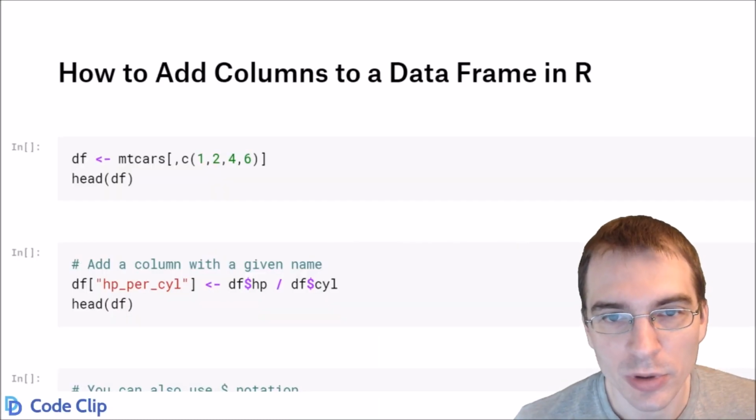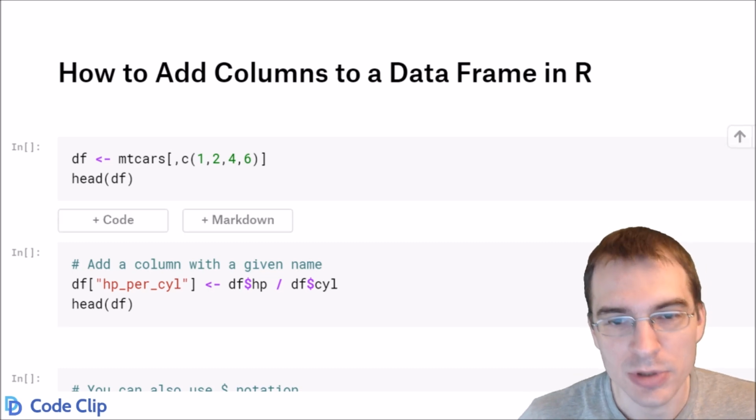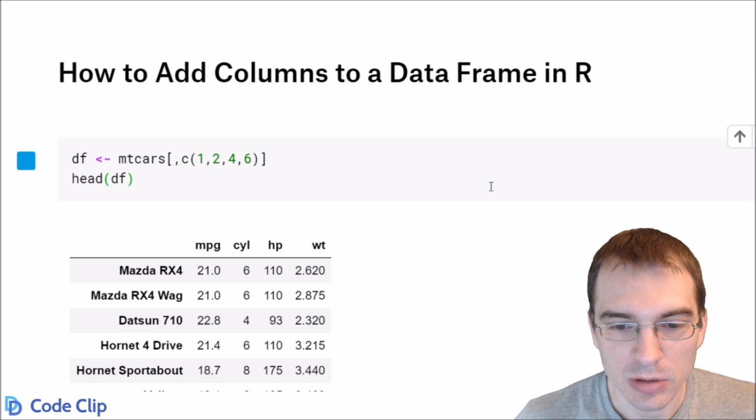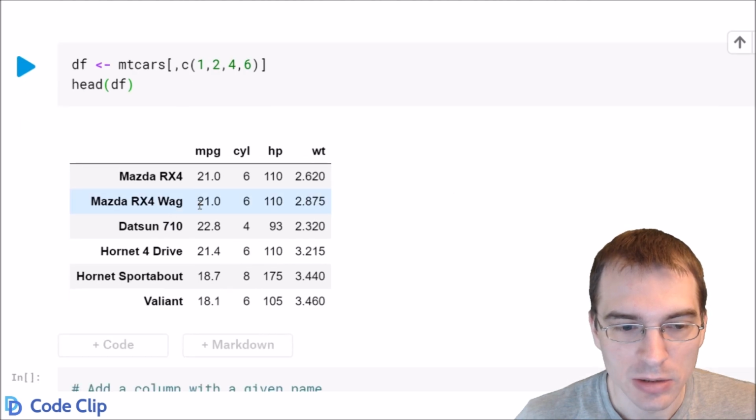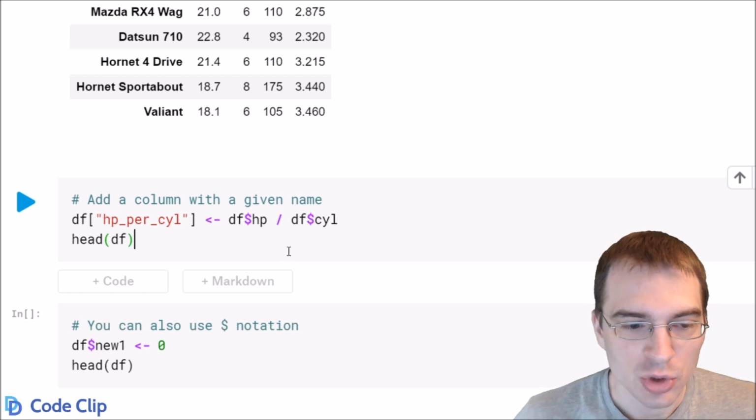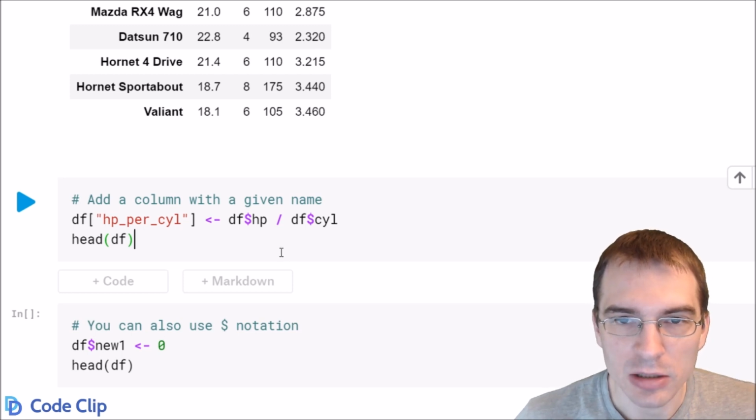In this code clip, we are going to learn how to add columns to a data frame in R. First, we're just going to load in the mtcars dataset. And then to add a column, you just need to pass the name of the column you want to add into the index for the data frame.